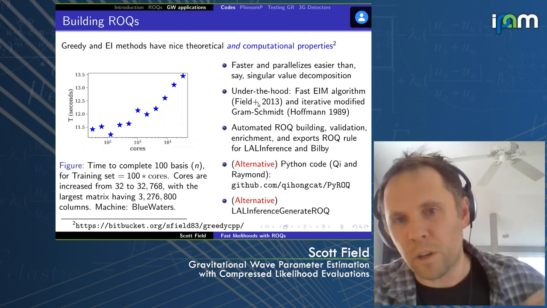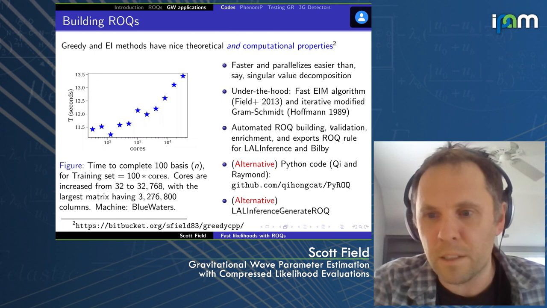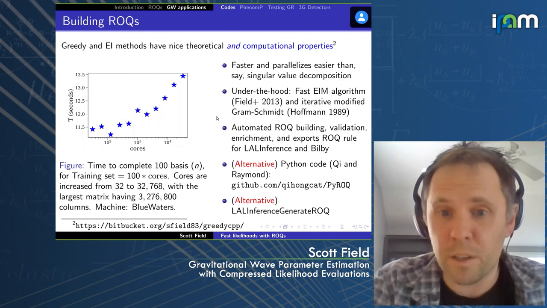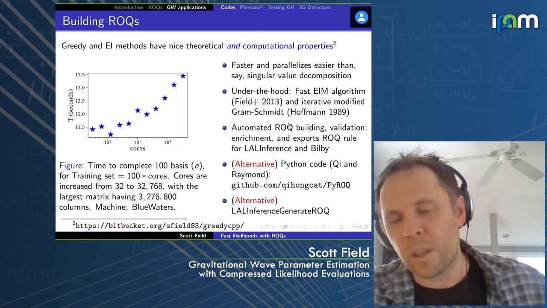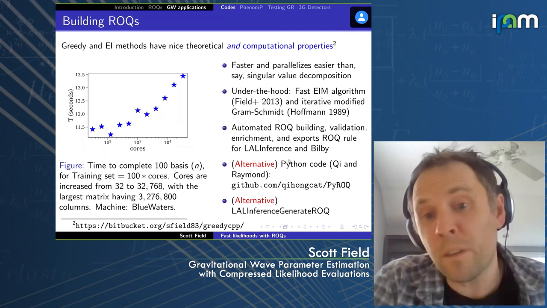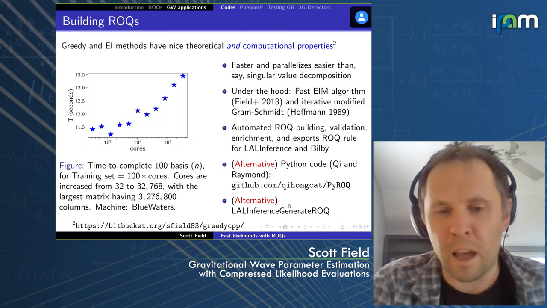And you have to use various numerical linear algebra tricks from the 80s to keep your basis functions from becoming ill-conditioned. Also this code, the greedy CPP code, has things in place to quickly export your data into a format that can be used by LALInference or Bilby. I'll point out that there are alternative codes. One is a pure Python code that's listed here. And I even found this LALInference generate ROQ code that's within the LAL suite.